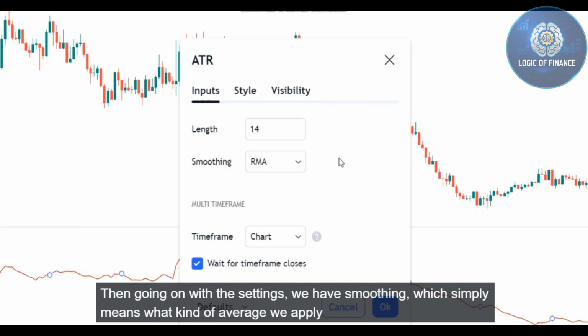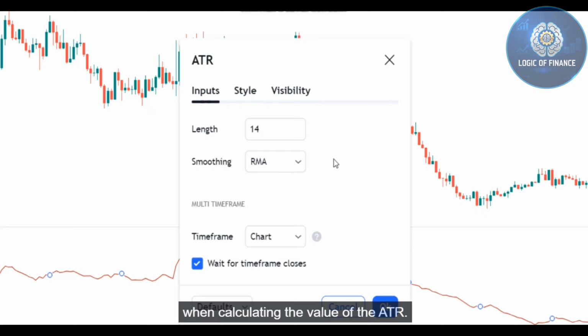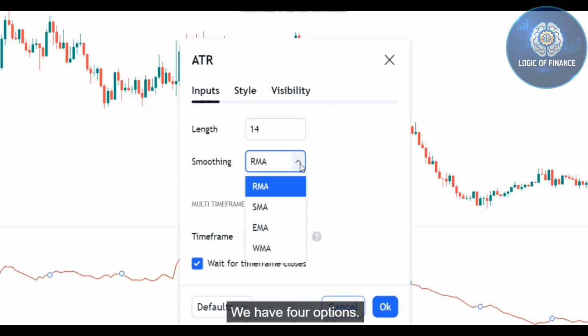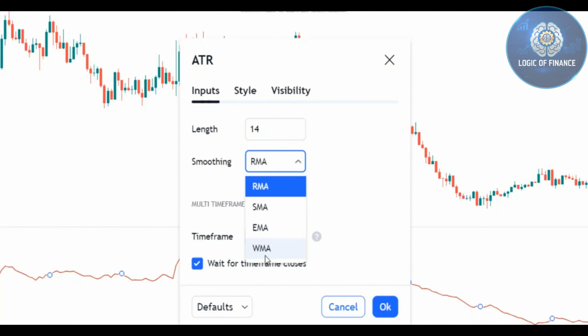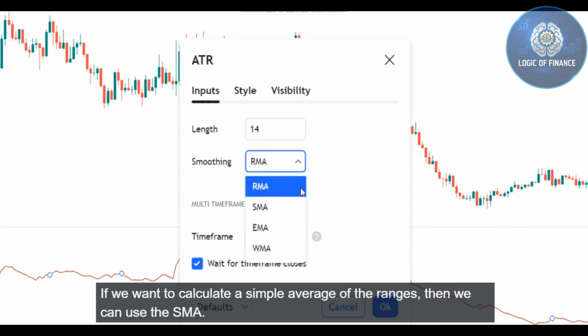Then, going on with the settings, we have smoothing, which simply means what kind of average we apply when calculating the value of the ATR. We have 4 options: RMA, which stands for Relative Moving Average, SMA, which stands for Simple Moving Average, EMA, which stands for Exponential Moving Average, and finally WMA, which stands for Weighted Moving Average. If we want to calculate a simple average of the ranges, then we can use the SMA.